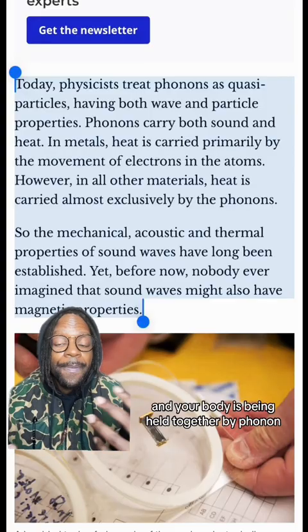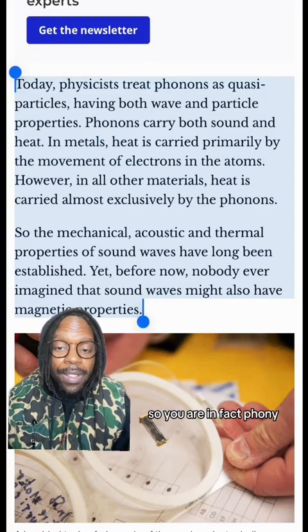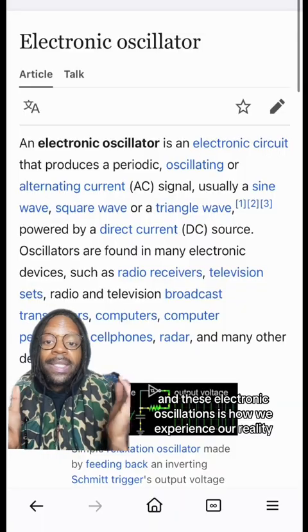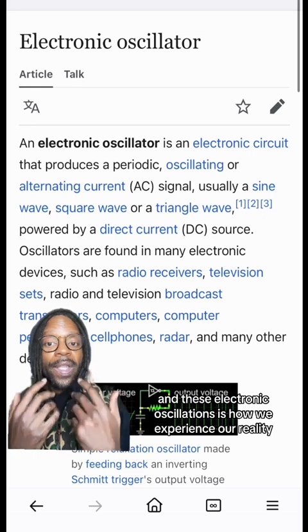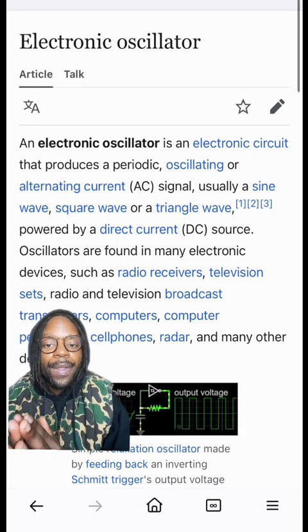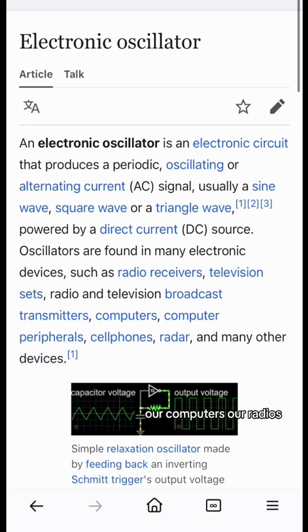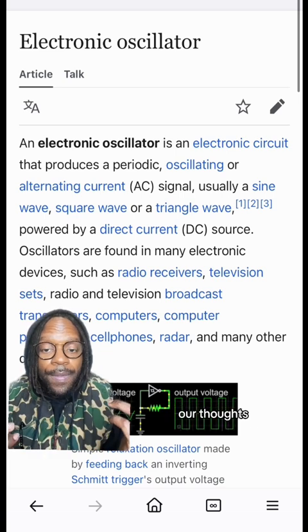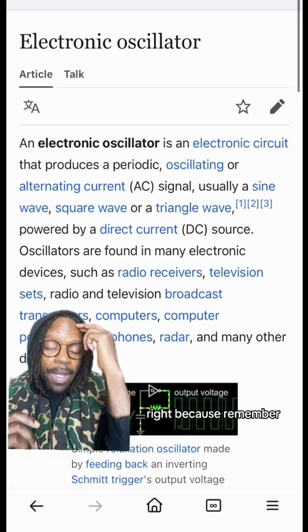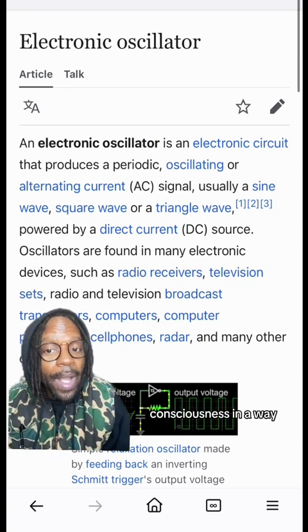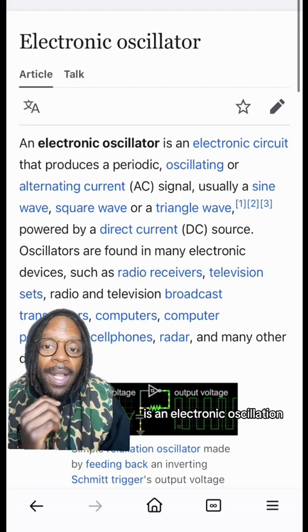And your body is being held together by phonons. So you are in fact phony. And these electronic oscillations are how we experience our reality, especially with the triangle waves, right? Our cell phones, our computers, our radios, and some would even say our pineal glands, our thoughts, right? Because remember, consciousness is streamed. Consciousness, in a way, is an electronic oscillation.